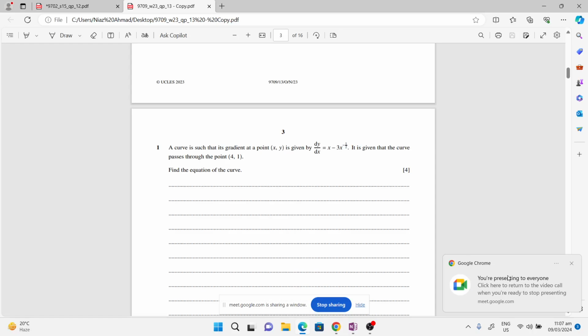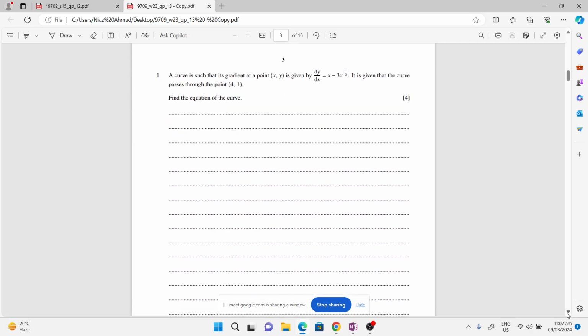Today we are going to do our pure maths practice for CAS exams. So question 1 says: a curve is such that the gradient at point (x, y) is given by dy/dx equals x minus 3x to the power minus 1/2. It is given that the curve passes through the point (4, 1). Find the equation of the curve.